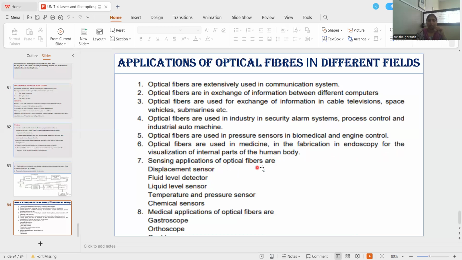Sensing applications of optical fibers include displacement sensors, fluid level detectors, liquid level sensors, temperature and pressure sensors, and chemical sensors. And see the medical applications of optical fibers: they are used in gastroscope, arthroscope, etc. This is about the applications of optical fibers in different fields.